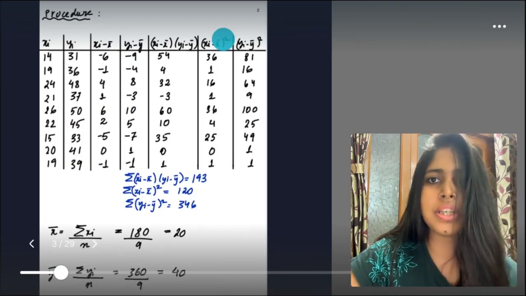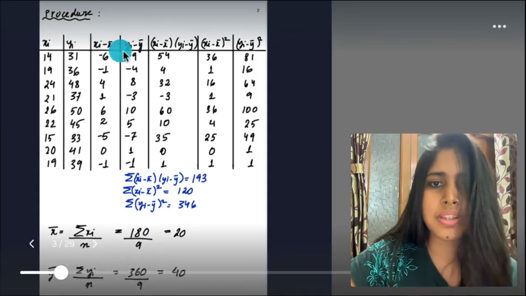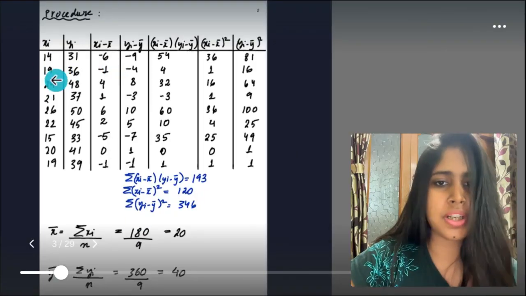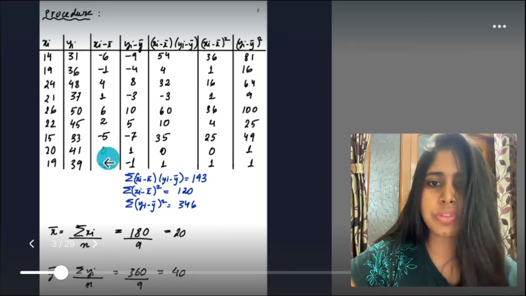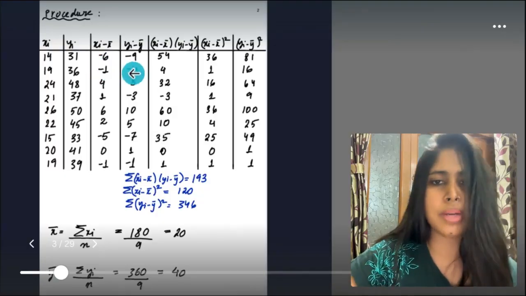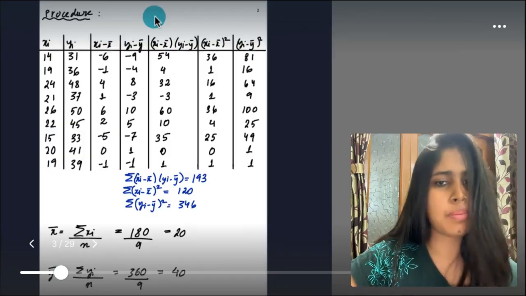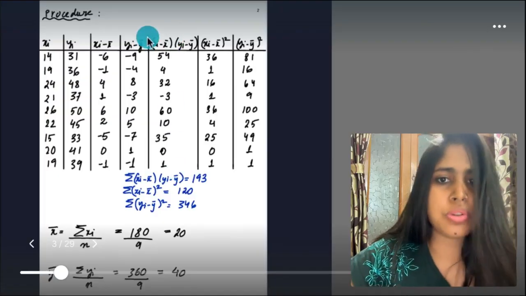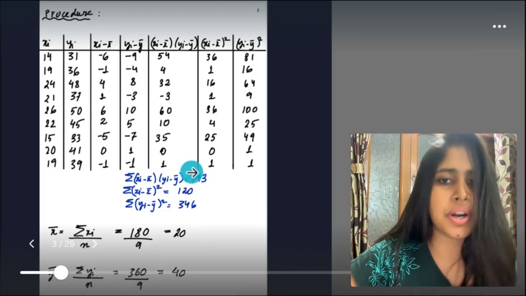Now what do we do? We calculate the deviation of each point from the mean, which is xi minus x bar and yi minus y bar. How to calculate xi minus x bar? It is 14 minus 20, which is minus 6, 19 minus 20, which is equal to minus 1, and we will fill up the whole table for both these columns, xi minus x bar and yi minus y bar. Then we multiply these two columns, xi minus x bar into yi minus y bar, and then we have all these values. Then we sum up all these values, the summation of xi minus x bar into yi minus y bar, which is equal to 193.